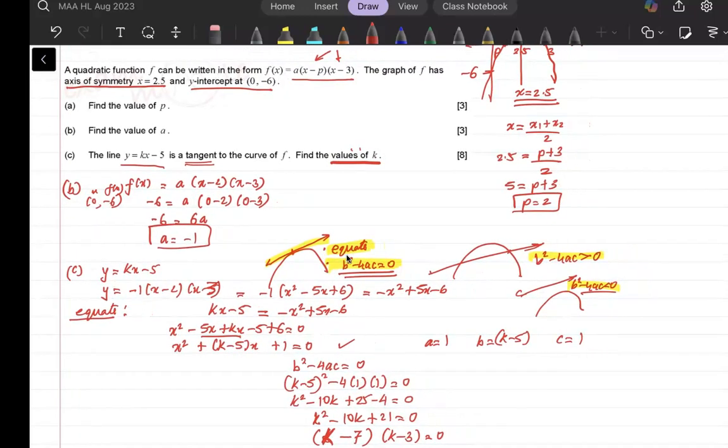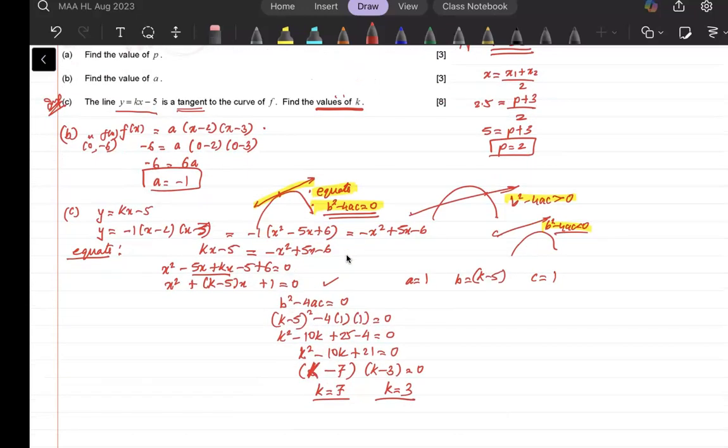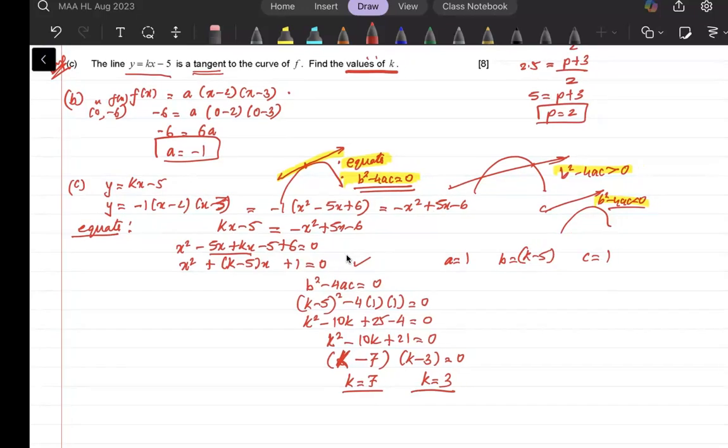So to find the value of p, we used the two intercept form. We have the two intercepts, p and 3, and your axis of symmetry is the midpoint. So I used the midpoint formula with the x coordinates and got the value of p. To find the value of a in part B, I substituted (0, −6) in the equation of the parabola. And for the last part, which is very, very important, if it's a tangent, when you equate them, the resulting quadratic equation should have b² − 4ac equal to 0. That's how we do it.